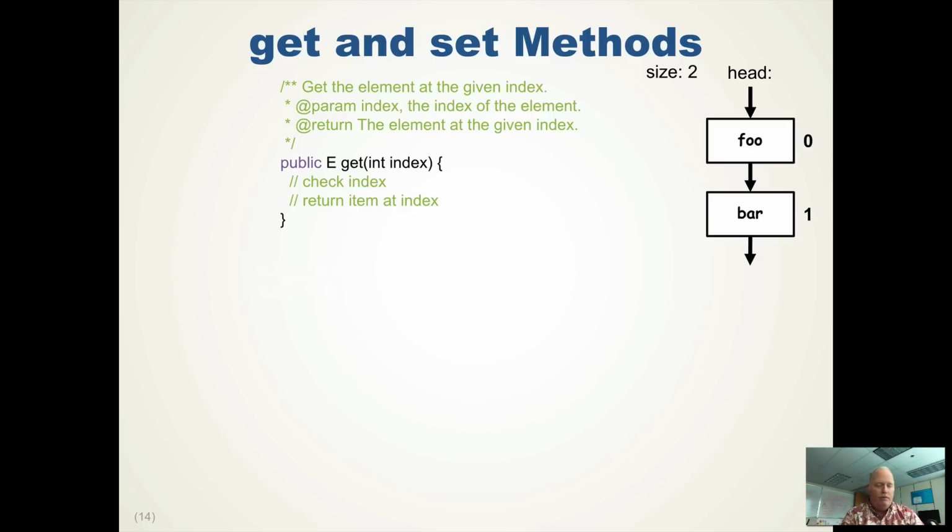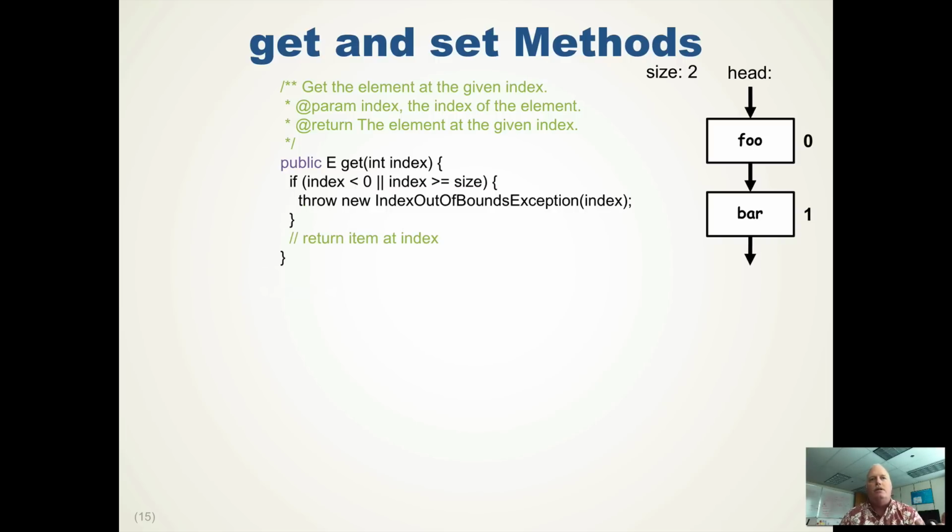We have our list. We've done our thing. So now I've got my list. Its size is 2. I want to get the item at index. So what's the first thing we need to do? Whenever we have an index, we need to check it because we don't trust the people using our program to give us 100% good data. So we need to check the index.